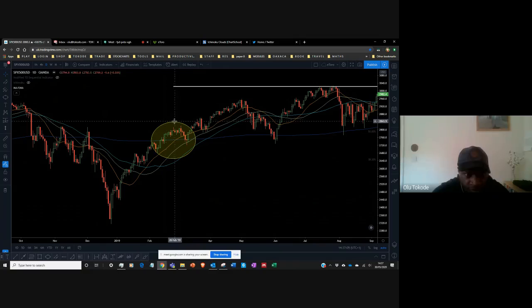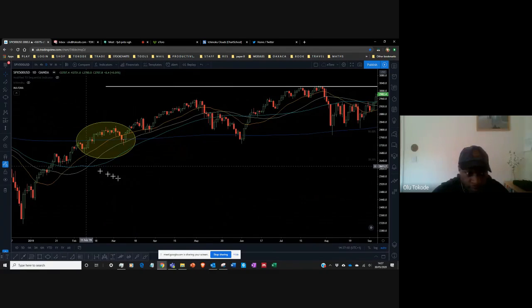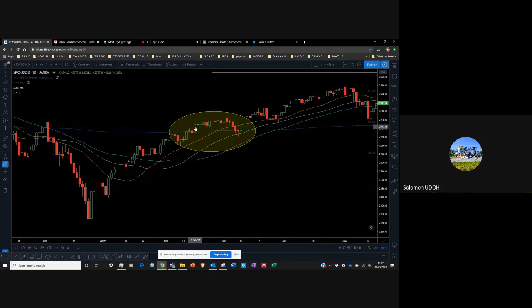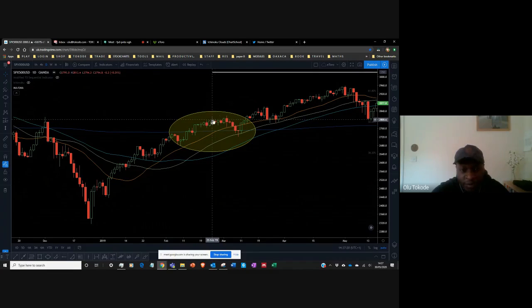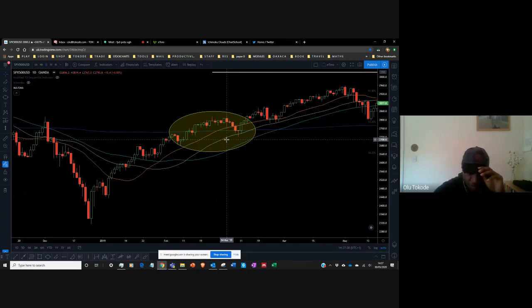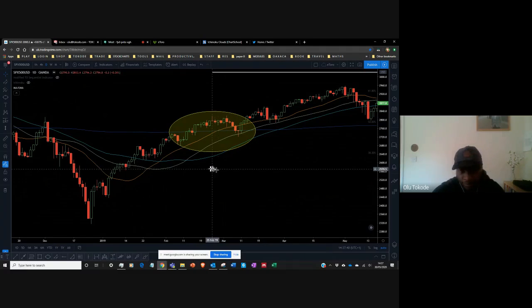So if you notice, at this point here, zoom in. When we were trying to break out, we got here, it acted as resistance, rejected price, so we went back down, came back up, it rejected price again, then we broke out. After breaking out, we kept going, and then when price got here, the moving average became support. See, it bounced off the moving average. Yes, so that's the job of the moving average in this indicator.